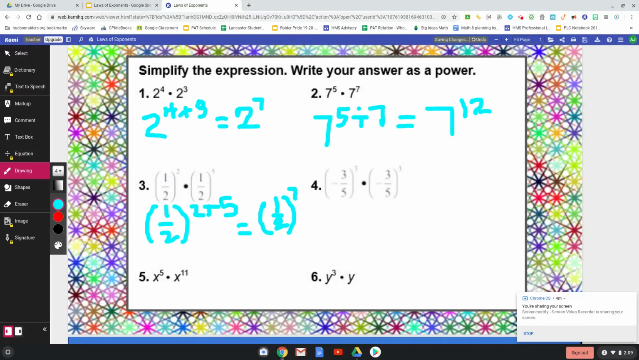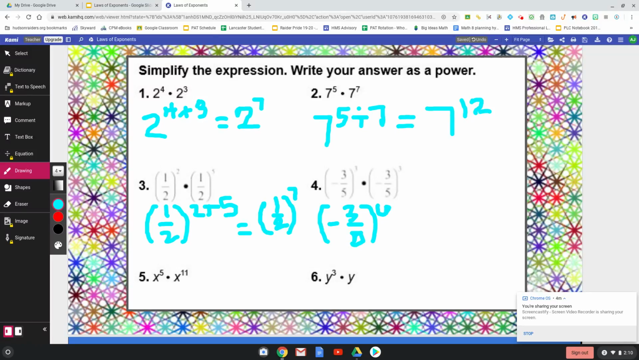The next one says negative 3/5 to the 3rd power times negative 3/5 to the 3rd power. So this simplified would be negative 3/5 raised to the 6th power, because 3 plus 3 is 6.